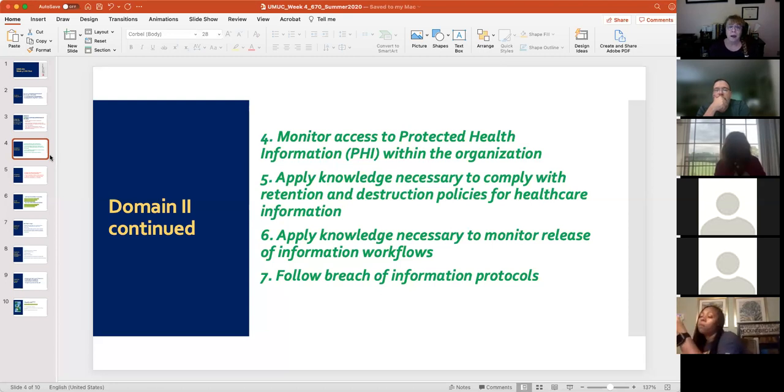Okay. All right. Apply knowledge necessary to monitor release of information workflows. So before we were talking about understanding what is necessary to legally disclose information, release information to other people. That's another thing that has really been a godsend about patient portals: you qualify the patient, you give them a username, they create their own password. Nobody else knows that, including you.